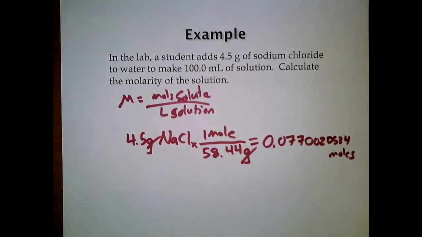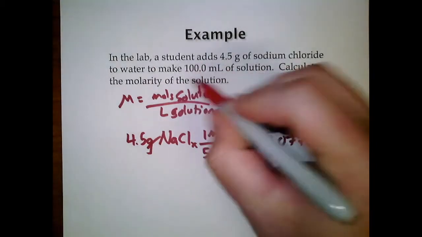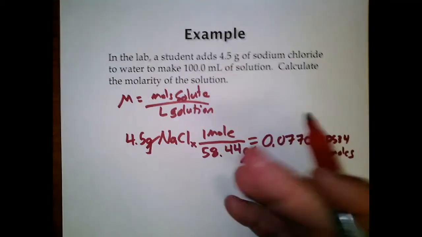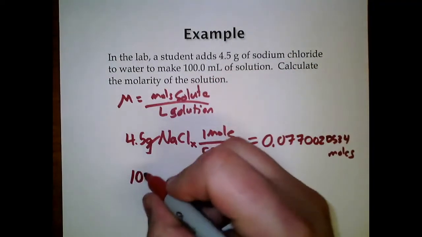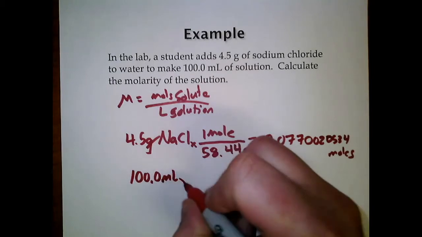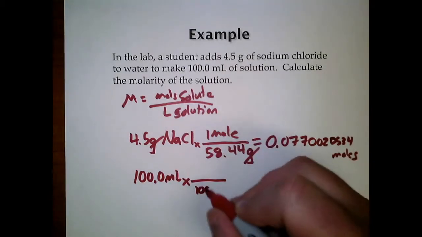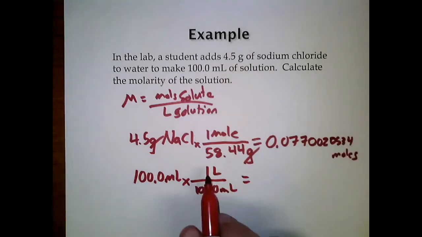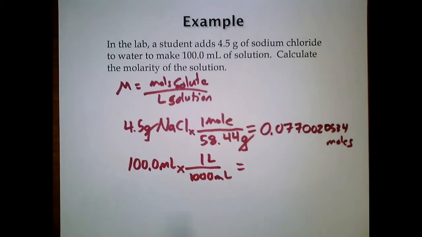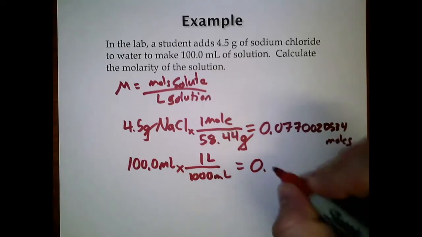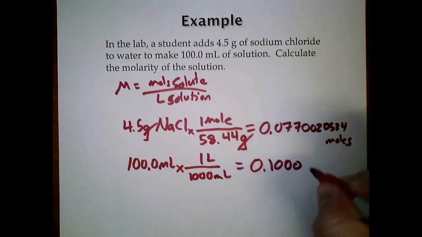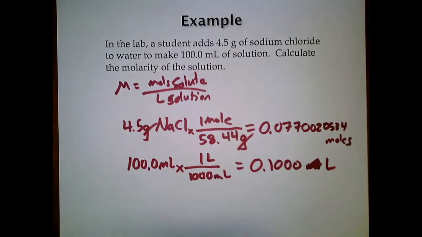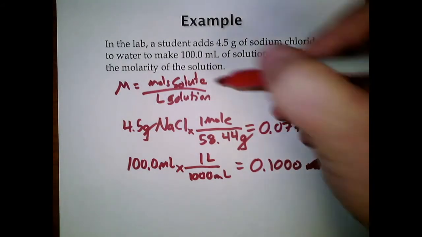Next, I need to figure out my liters of solution. Well, I've got 100 milliliters, so I just got to convert from milliliters into liters. So I've got 100.0 milliliters, and there are 1,000 milliliters in 1 liter. So that's 100 times 1 over 1,000 here. That's going to give me 0.1000 liters of solution. So now all I've got to do is take these two numbers and plug them in here.